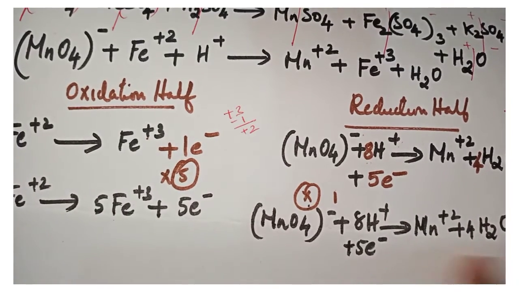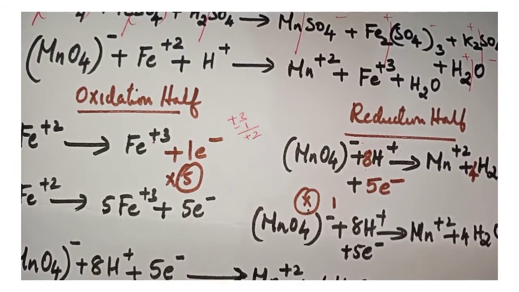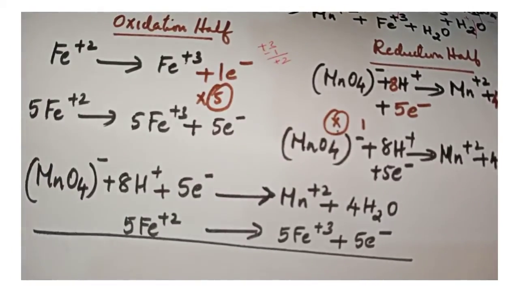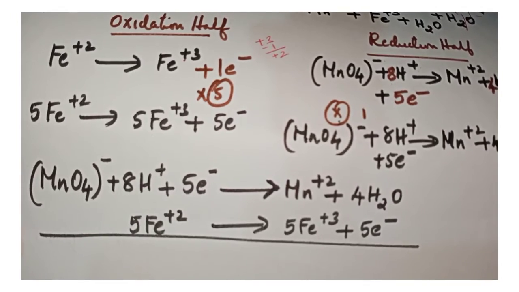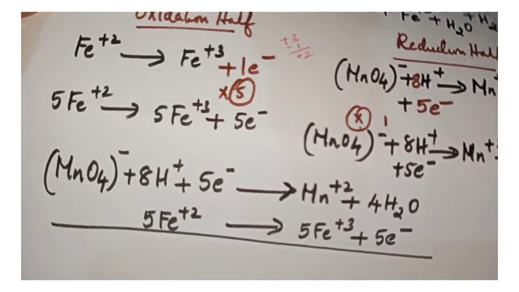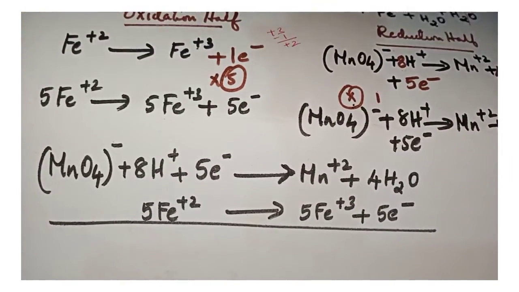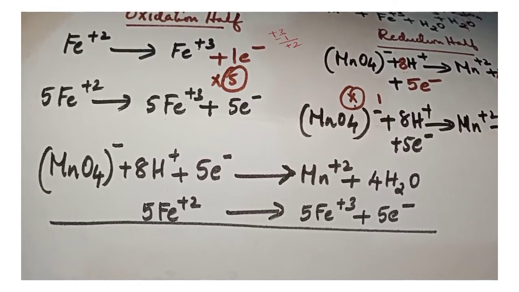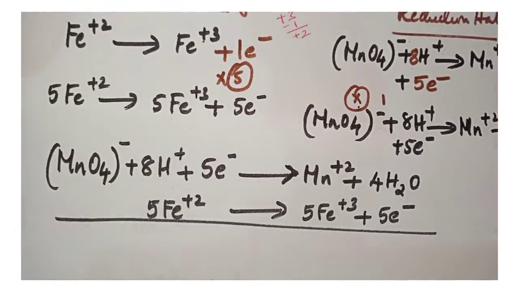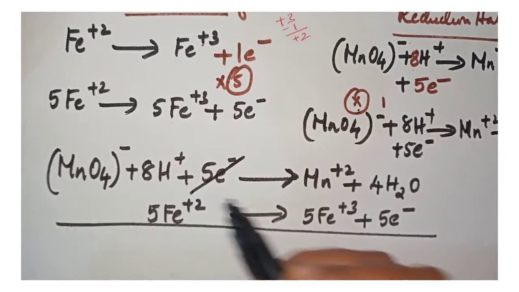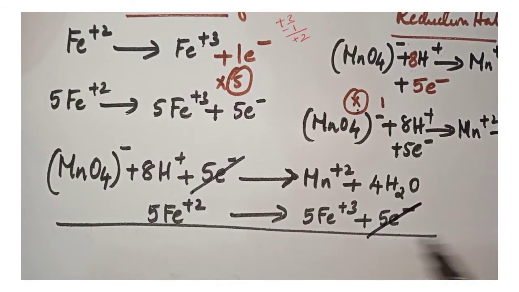So first I write the reduction half reaction, and the oxidation half reaction. Okay, now I am going to add. While adding, what should I do? I should cancel the electrons. So here 5 electrons on the left hand side and 5 electrons on the right hand side are cancelled.